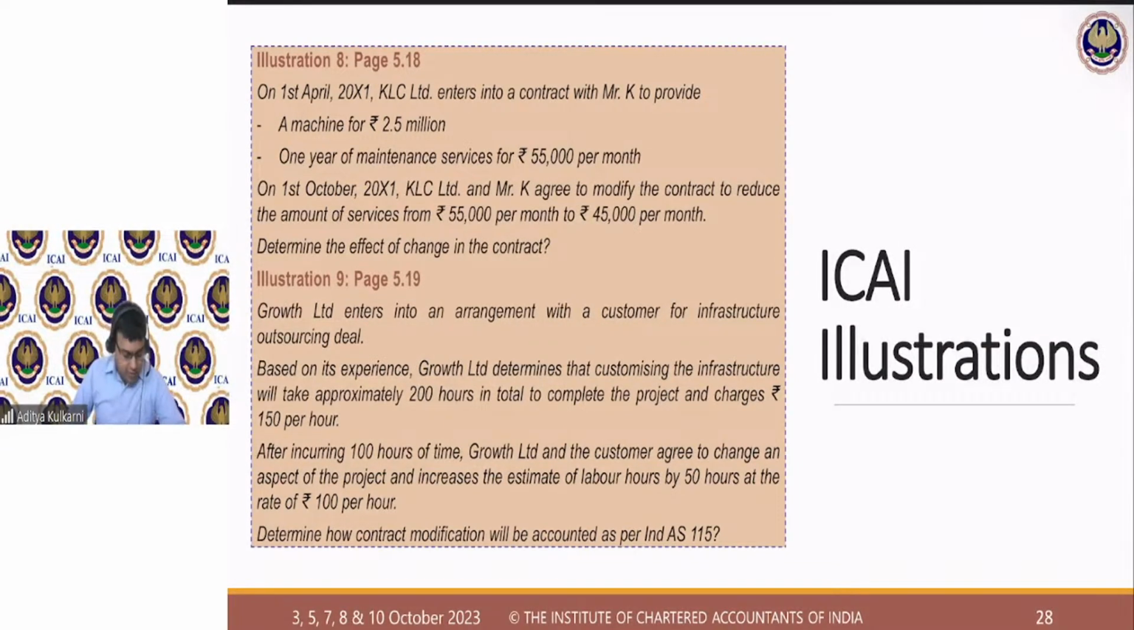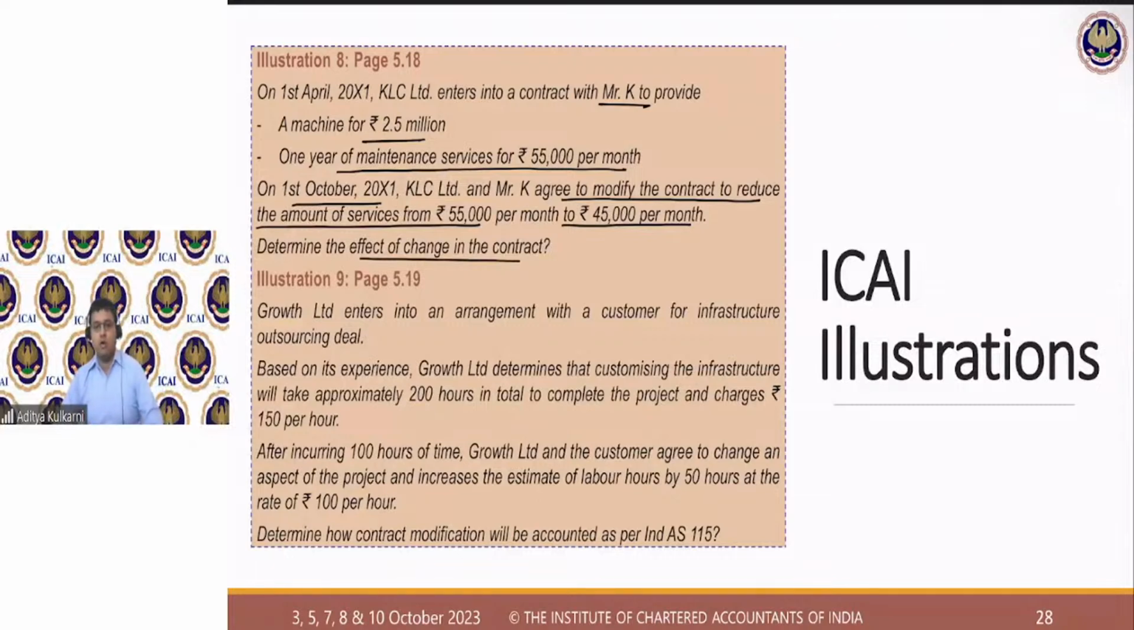On 1st April 20X1, KLC enters into a contract with Mr. K to provide a machine for 2.5 million and 1 year of maintenance services for 55,000 per month. On 1st October 20X1, KLC and Mr. K agreed to modify the contract to reduce the services from 55,000 to 45,000 per month. Determine the effect of change in the contract. So this is what you have to do.